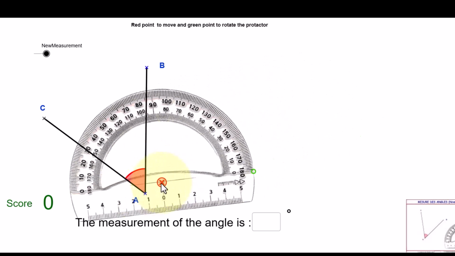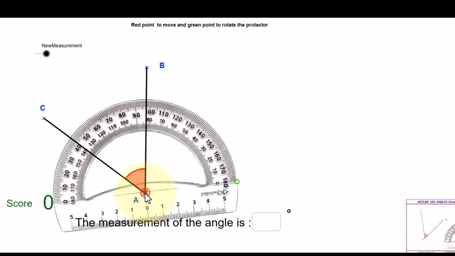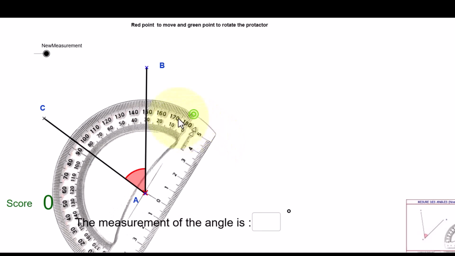Just carry it and drop it on the vertex. So by the time you are holding your protractor, carry this center point of your protractor and drop it at the vertex of the angle you are measuring. Then the next thing is to take this zero mark of the protractor and roll it around to any of the arms.